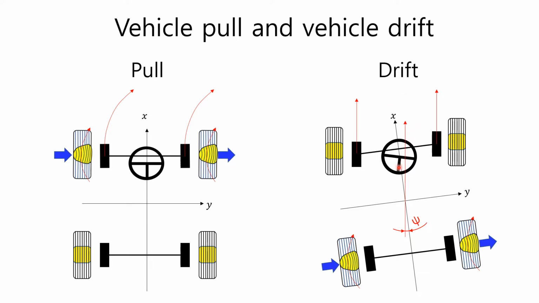Vehicle drift refers to a state in which the vehicle runs while maintaining the side slip angle psi, in which the black longitudinal axis of the vehicle appears as a constant yaw angle with respect to the moving direction, marked in red. Vehicle drift will be covered in a video to be released in the future. In this video, we will examine the effect of front wheel conicity and ply steer on vehicle pull.